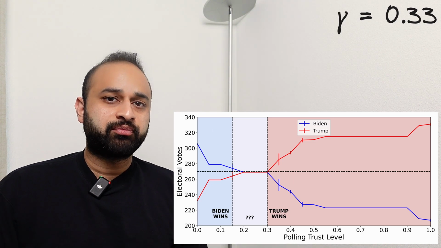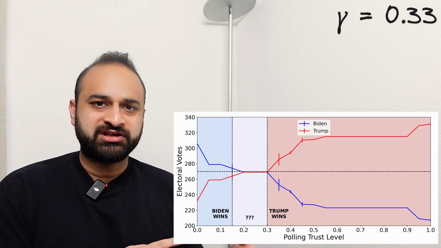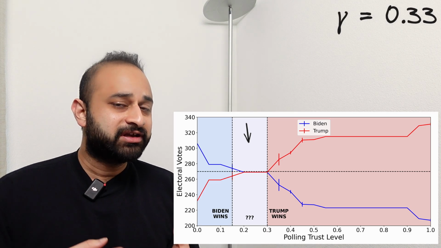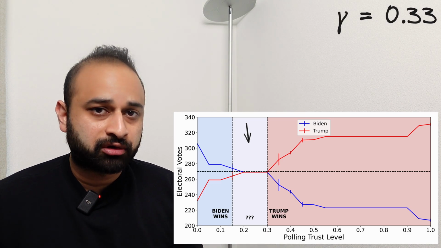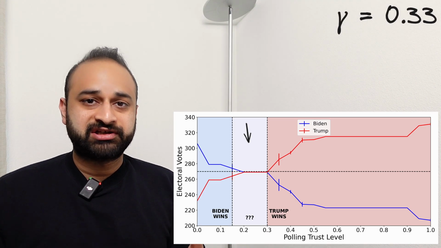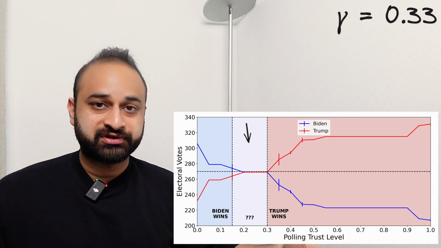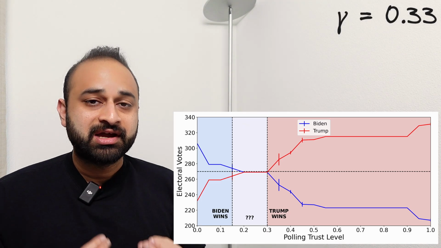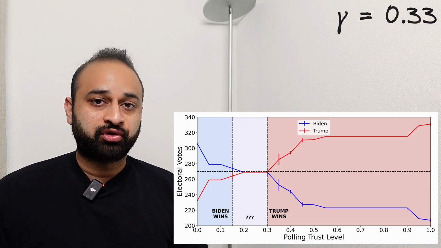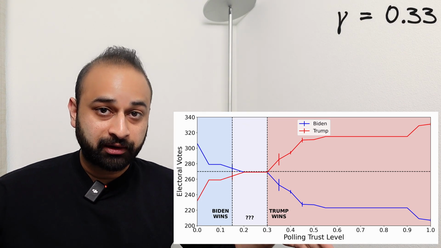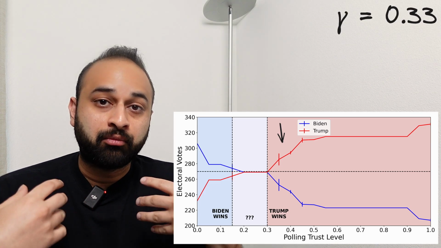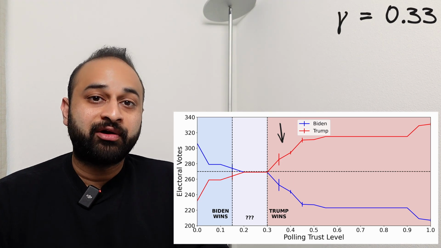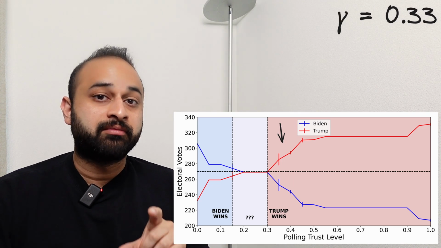Case 2, we believe in polling data a moderate amount, between 15 and 30%. In this case, you can see in that middle purple zone, it's kind of indeterminate. They get an equal number of electoral votes, or there's not enough statistical significance in all these thousands of simulations we did in order to conclusively say who would win the presidency. And finally, case 3, which takes up the majority of this plot: if we trust polling data at more than a 30% level, we would assume that Trump is going to win, although the margin of that win is going to get bigger and bigger the more we trust that polling data.